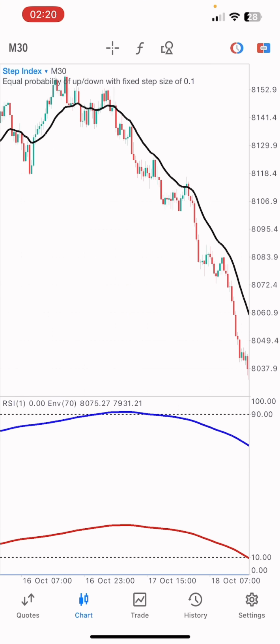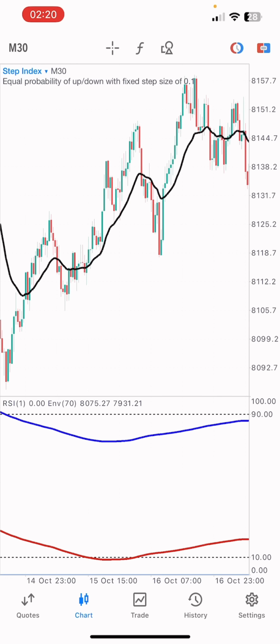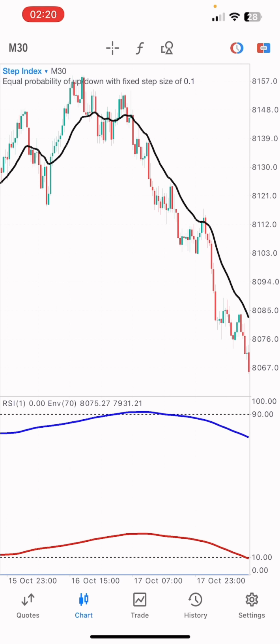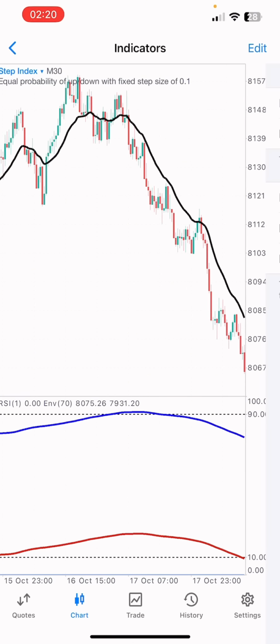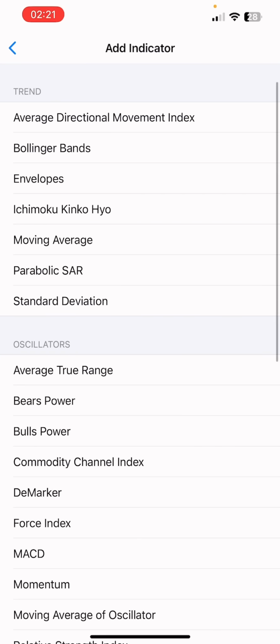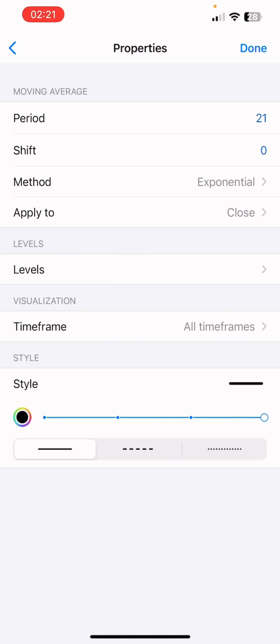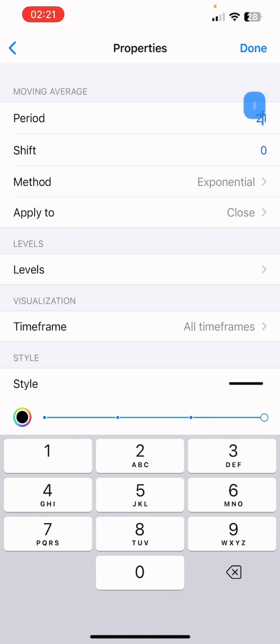So you see, this is basically what we have done. This is our envelope, which we have set. Now the final indicator which we are going to add is, we come to this again under indicator window 1, tab here. We are going to add moving average. So this moving average, the period is now going to be 10.